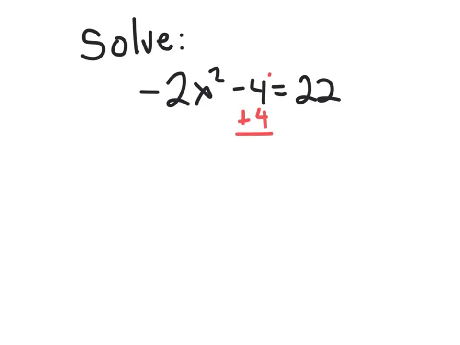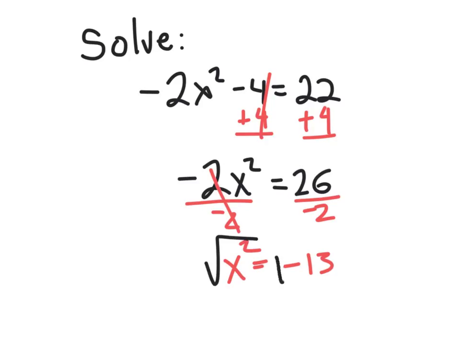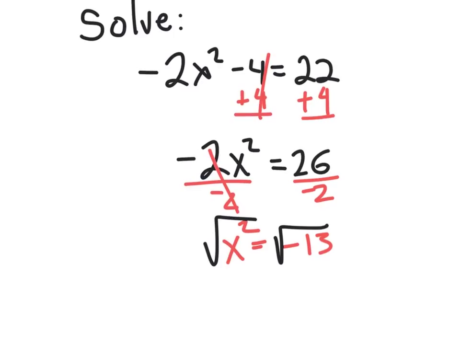Plus 4, we're going to have -2x squared equals 26, and divide by -2, divide by -2, you're going to have x squared equals -13. And last but not least, let's get rid of the square by square rooting. Now remember, we did apply a square root on both sides, and whenever you apply a square root on both sides, you're going to have to put a plus minus right in front of your answer. Okay, so we have a plus minus in front of the square root of -13.